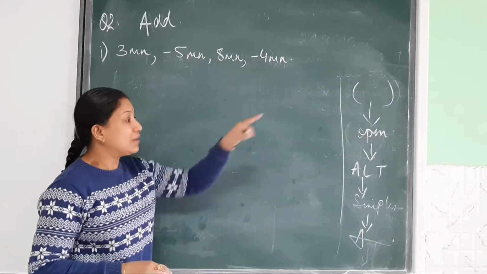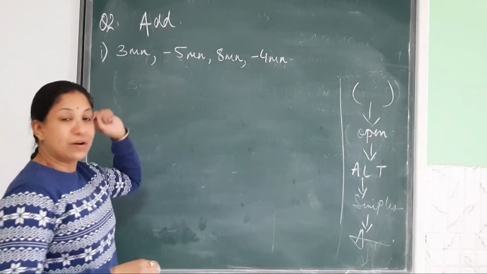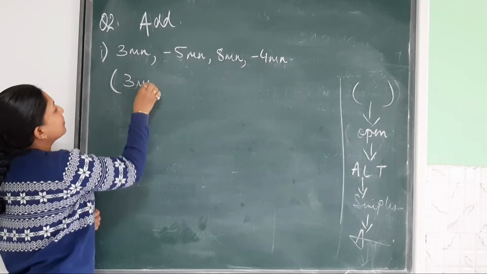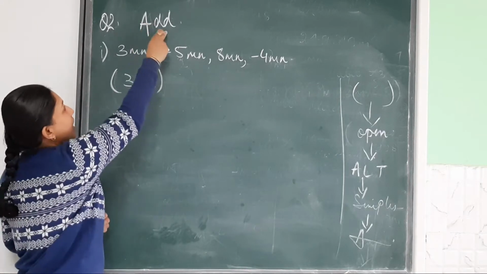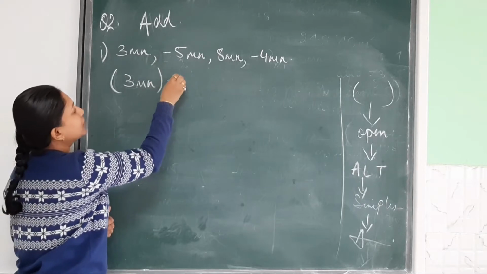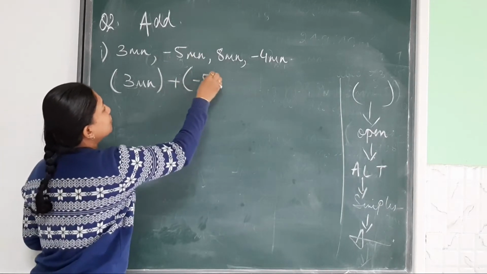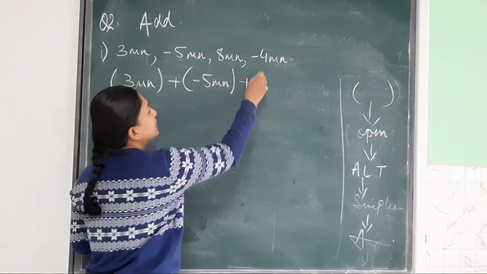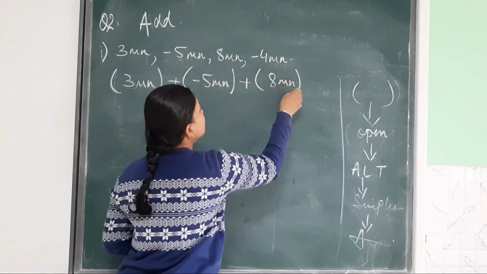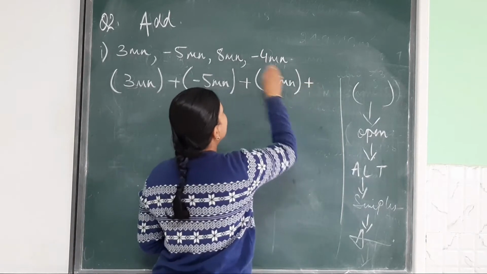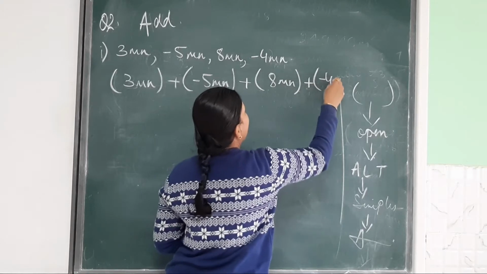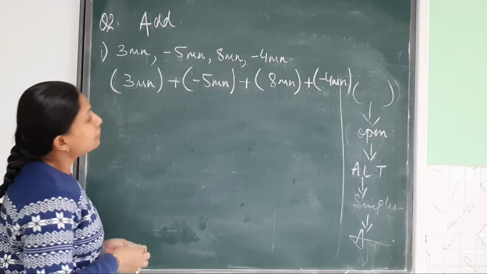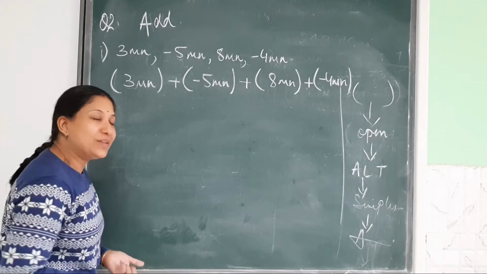So let us apply these 5 easy steps to our first question. It is 3mn. Put 3mn inside the bracket. You are asked to add. Replace this comma with a plus sign. Again put the next one, 5mn, inside the bracket. Replace this comma with a plus sign. Put 8mn, this term also, inside the bracket. Replace the comma with a plus sign and finally put the last term inside the bracket. After putting the bracket, now you open the bracket.